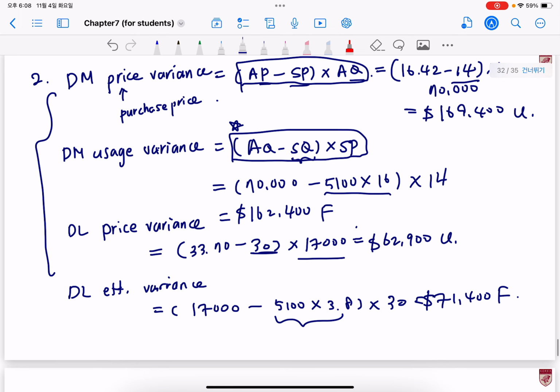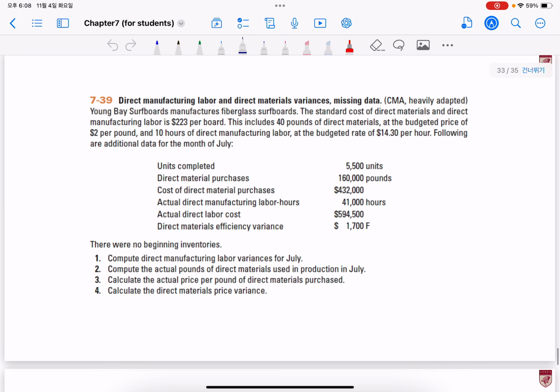Now let us move on to the next question. Also I'm going to assume that you have read all the question and also did the computation by yourself. And yeah, you see the standard price and standard quantity information above, and these are some other additional information. So let us first calculate the labor variance.